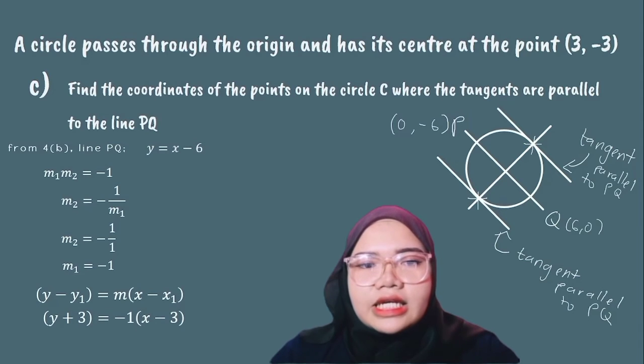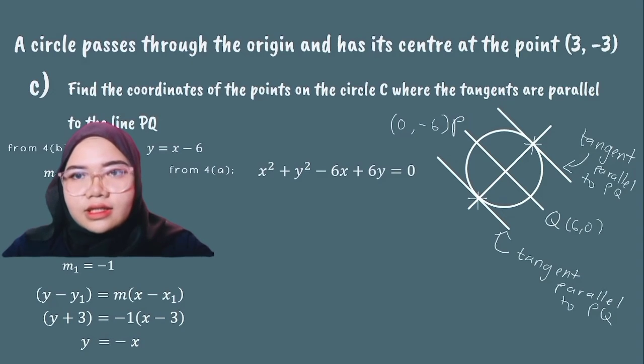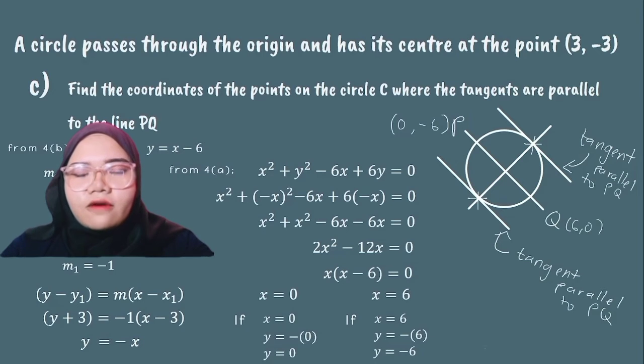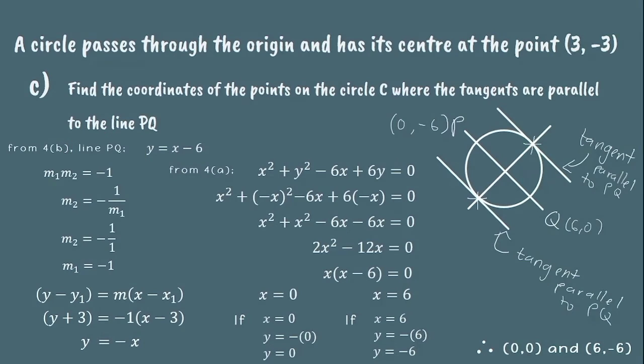Then, we get the equation of the straight line y equals negative x. We substitute the equation of the straight line into the equation of the circle. Then, solve and factorize the quadratic equation to obtain the values of x and y. Therefore, the coordinates of the points on the circle C where the tangents are parallel to the line PQ are (0, 0) and (6, -6).